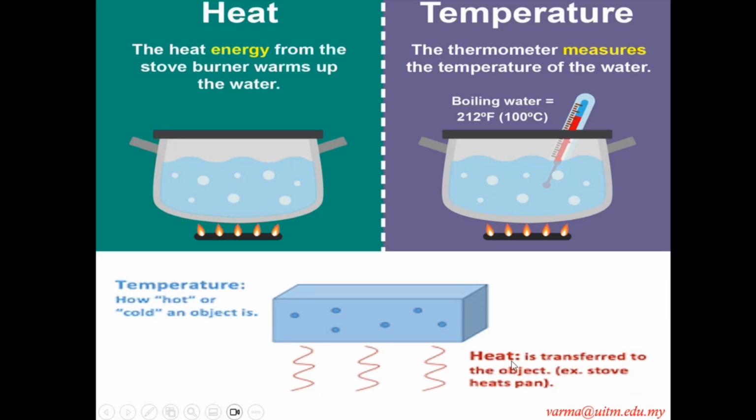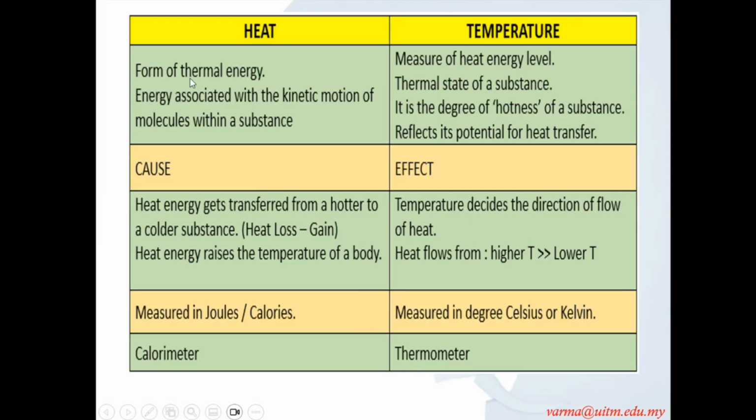So if you look at it, the heat is transferred to the object. The stove heats the pan. The temperature actually measures how hot or cold the object is. So if you want to define, heat is a form of thermal energy. Okay, it's an energy associated with kinetic motion of molecules within a substance. So let's say you have a pot of water. When you heat it up, that will cause the water molecules inside to gain kinetic energy and move around. So that's a thermal energy.